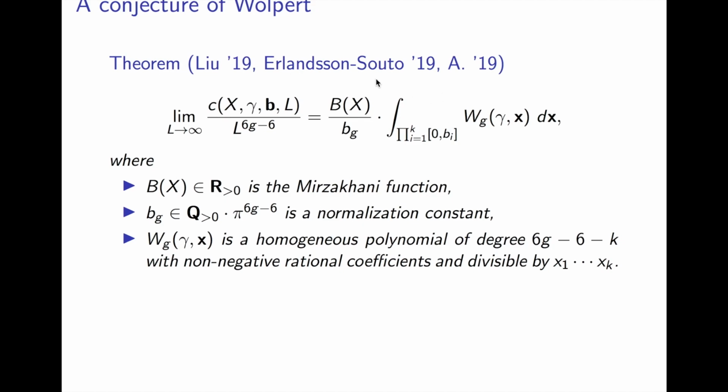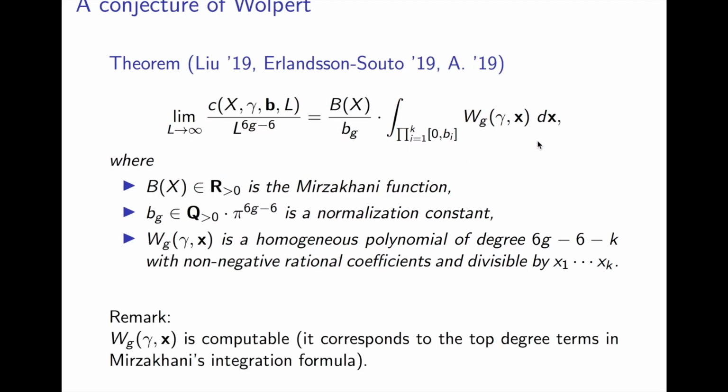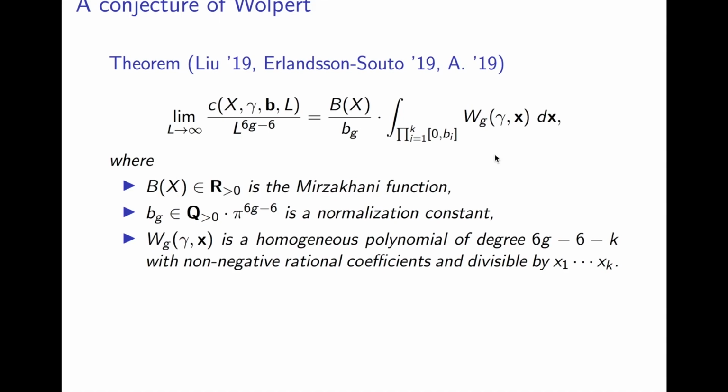So the statement is that this quantity that we're concerned with grows like L to the 6g minus 6, and so goes to infinity, and is asymptotic to L to the 6g minus 6, and the leading coefficient admits the following description. Again, it has this Mirzakhani function factor divided by this normalization, but now instead of having this frequency, what we see is an integral. This integral is the integral of some polynomial, which here's a description that you can read on the screen. And we integrate that polynomial over the box defined by the scaling parameters.